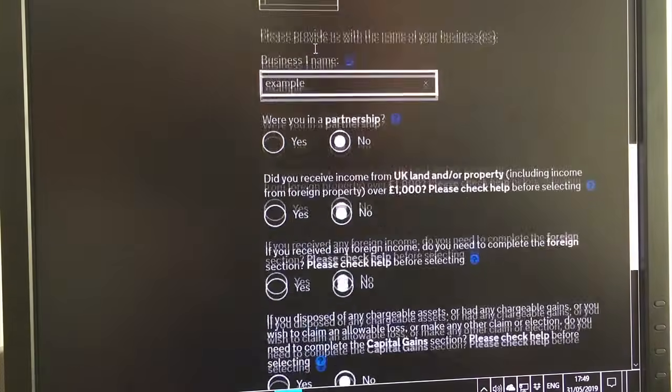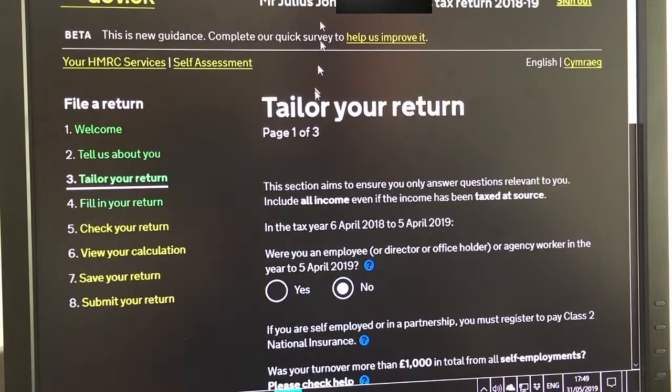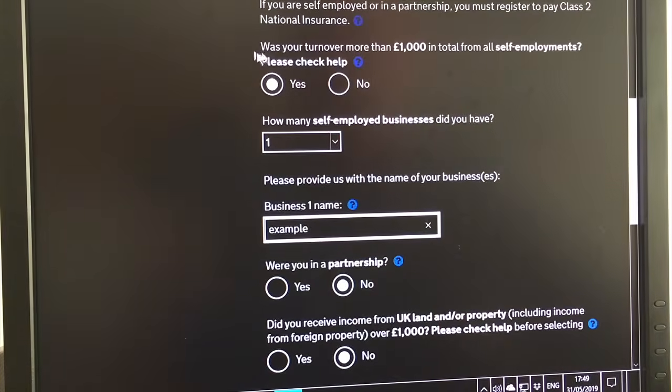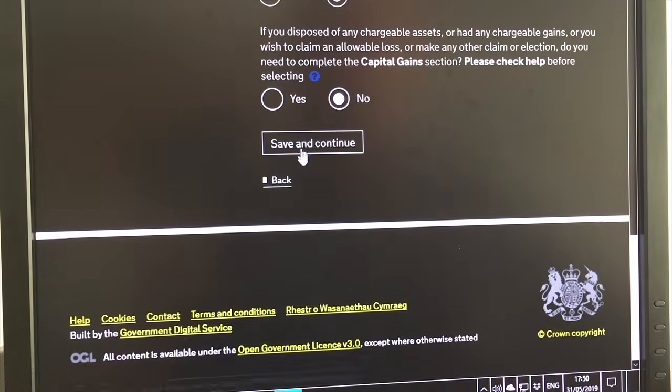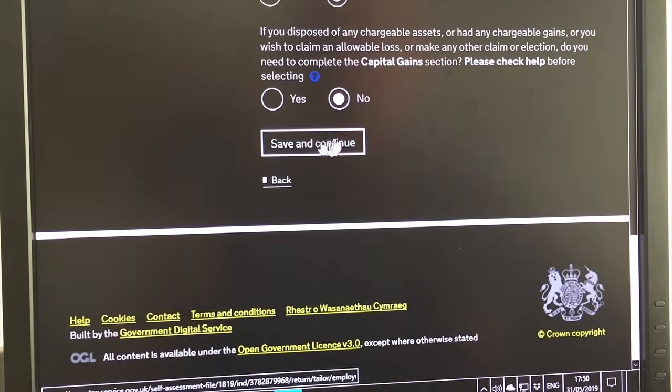So having filled that bit in, the main thing we're doing this for is to show this self-employment. Yes, you have got income over £1,000 from self-employment. And then we're going to click save and continue.